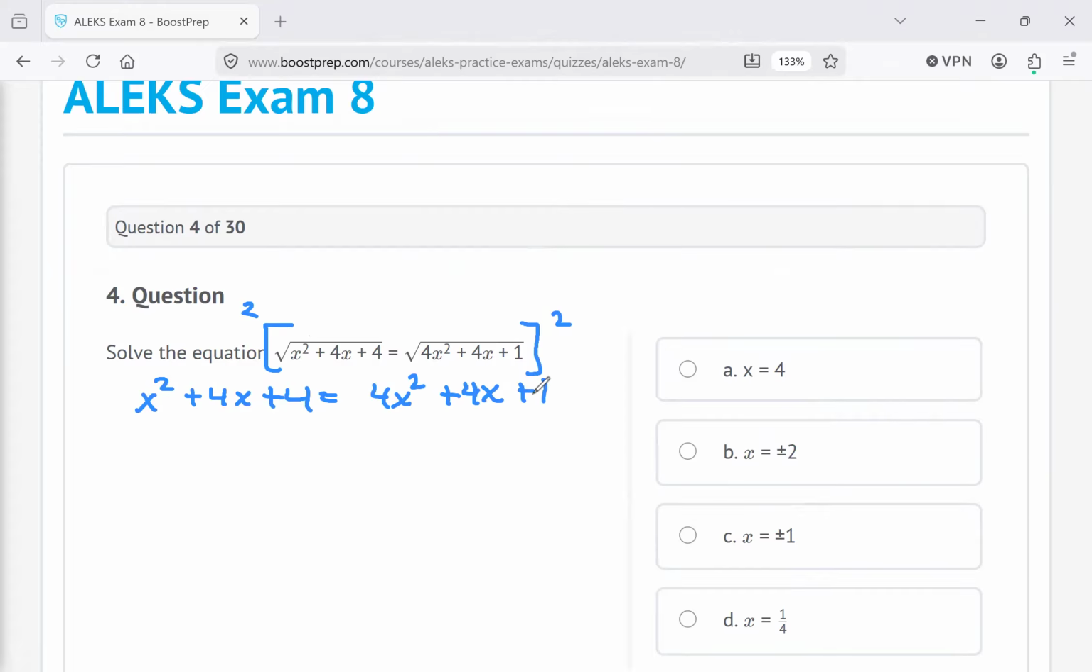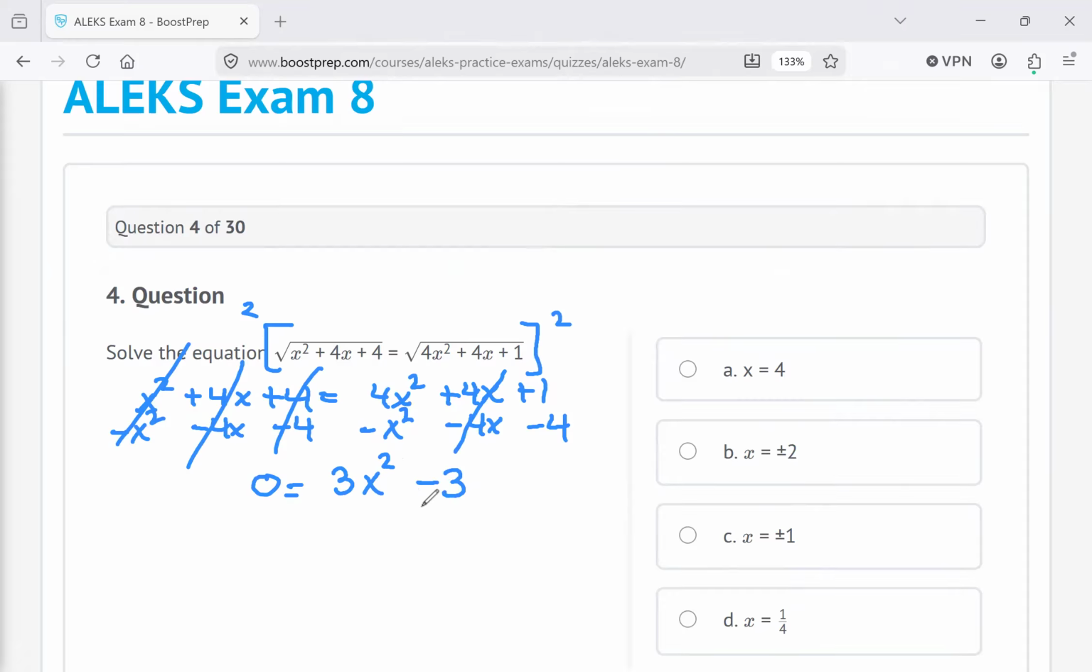And what should I do next? I think it's best to move everything to the right. So I'm going to subtract x squared, subtract 4x, subtract 4. This cancels, this cancels, this cancels. What goes there? 4x squared minus 1x squared is 3x squared. This cancels. 1 minus 4 is -3.